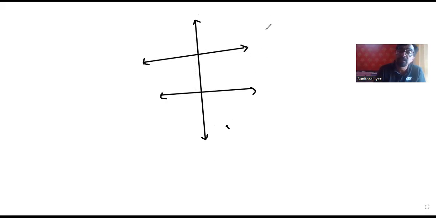What do you mean by corresponding angles? Children, a very simple one. I would like people to concentrate here. See here, those 8 angles are formed.